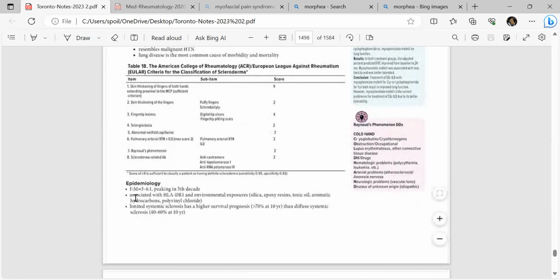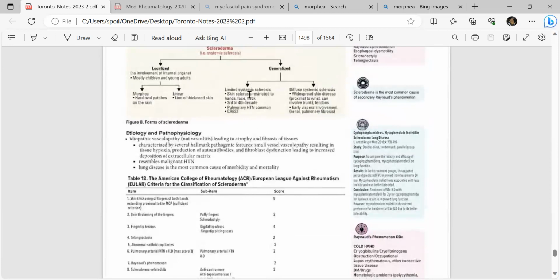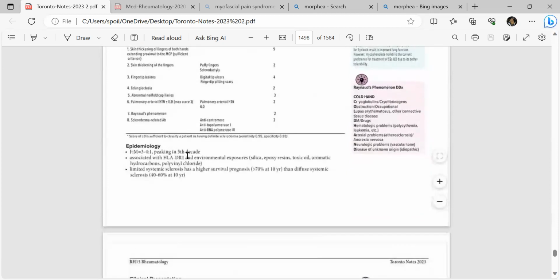Scleroderma is more common in females, with a ratio of 3 to 4:1, and peaks in the fifth decade. The diffuse one is generalized, while limited is common in the third to fourth decade. It is associated with HLA-DR1 and environmental exposures, that is silica, epoxy resins, toxic oil, aromatic hydrocarbons, and polyvinyl chloride.